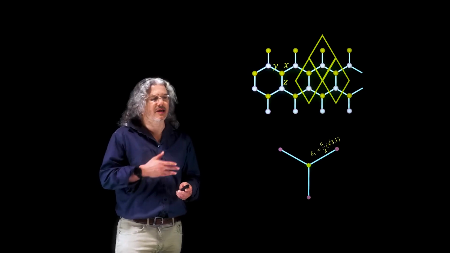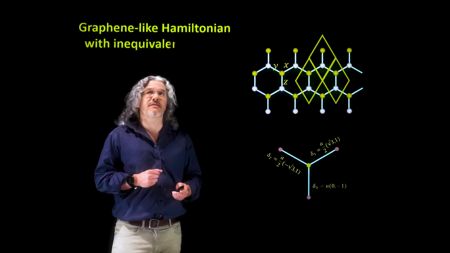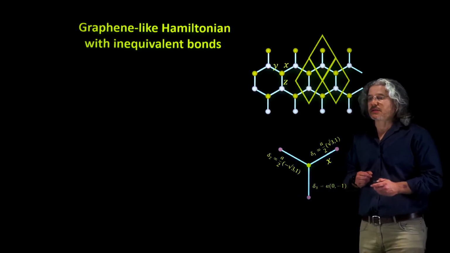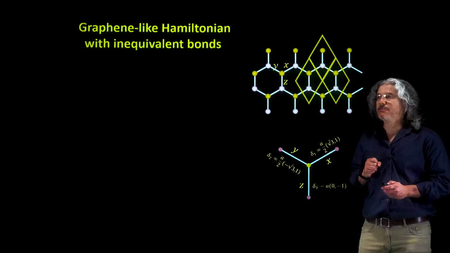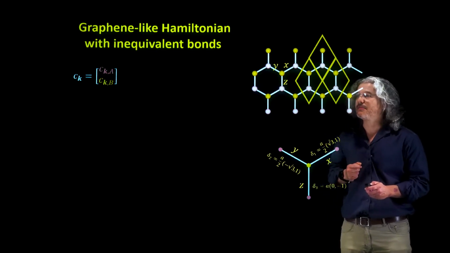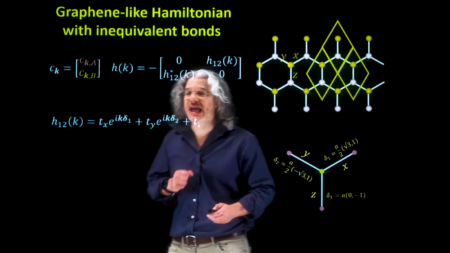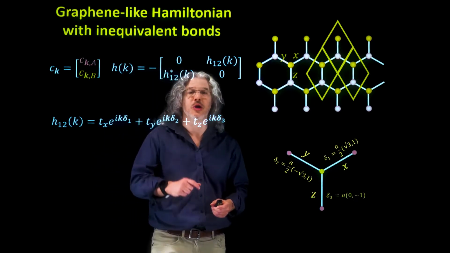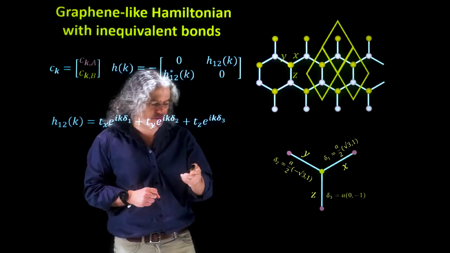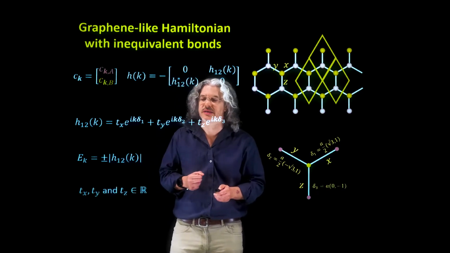You can describe it in terms of three vectors, delta 1, delta 2, and delta 3. As I said, what we want to do is to discuss a graphene-like Hamiltonian with inequivalent bonds. So we will have the X bond, the Y bond, and the Z bond. The Hamiltonian is written in terms of this vector, c_kA describes the crimson atom, c_kB describes the gold atom, and H_k will be written in this form, where H_12(k) is equal to Tx e^(ik·delta 1) plus Ty e^(ik·delta 2) plus Tz e^(ik·delta 3). In this video, we pay attention to the situation when Tz, Ty, and Tx may be different. The energy is given by plus or minus the absolute value of H_12(k), and here we take Tx, Ty, and Tz to be real numbers.